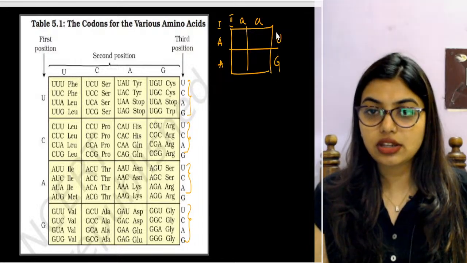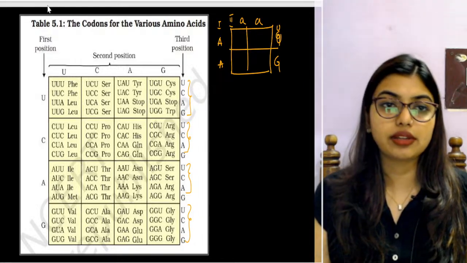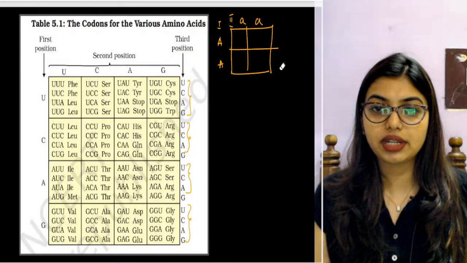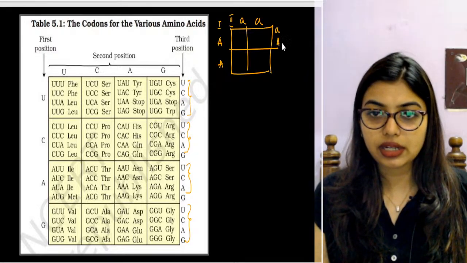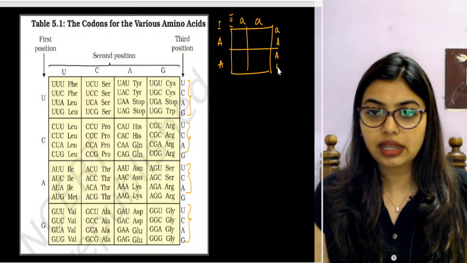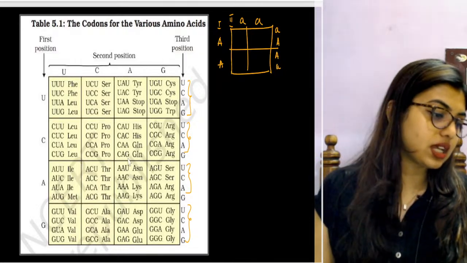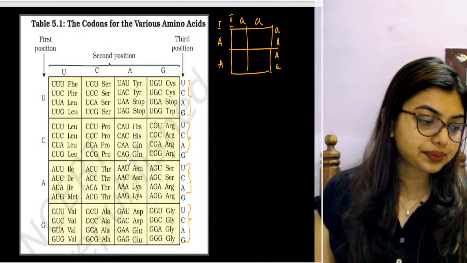It's not like this. Here only you will get U and G together. If I put U and G, you might get confused. Here only you will get A and capital A. Here only you will get capital A and small a. Understood? Like this the boxes are. So 3 positions are there.